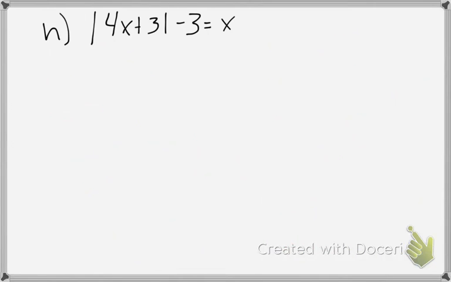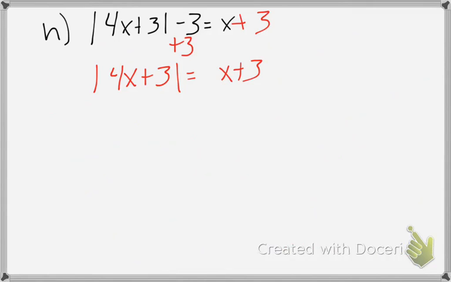Okay. I know this one was on our review. A lot of people were struggling with it. I'm going to do the same thing, combine it with some concepts we did earlier. So I'm going to start by adding 3 to both sides. I've got the absolute value of 4x plus 3 is equal to x plus 3.